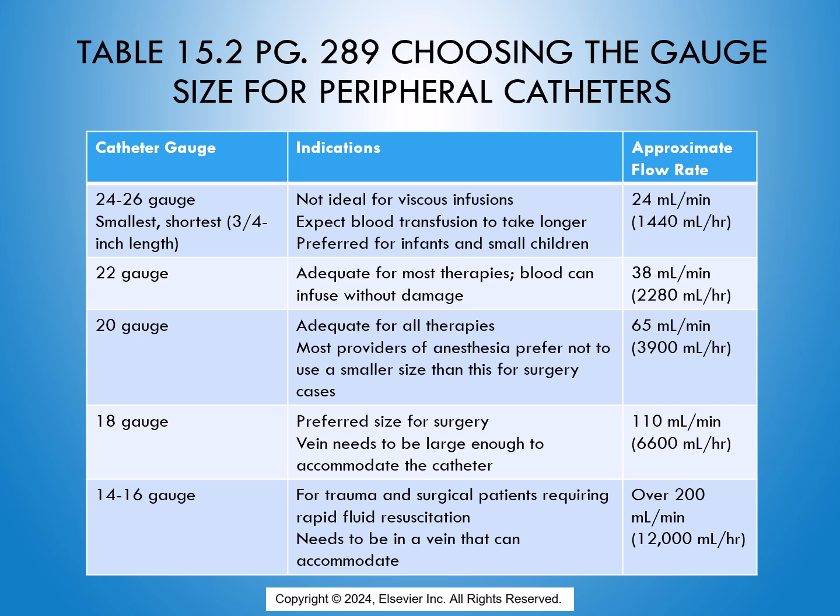Table 15.2, page 289 in your book, helps you with choosing the gauge size for peripheral catheters. The smaller the gauge, the slower the rate you would want to go. Approximate flow rate, for instance, 24 to 26 gauge catheters is a 24 milliliters per minute flow rate, and it's preferred for infants or smaller children. Your larger gauge, such as your 18, 20 gauge, is preferred for adults.